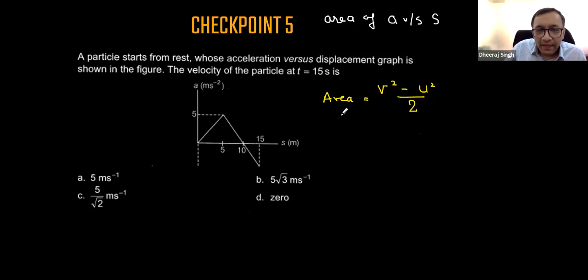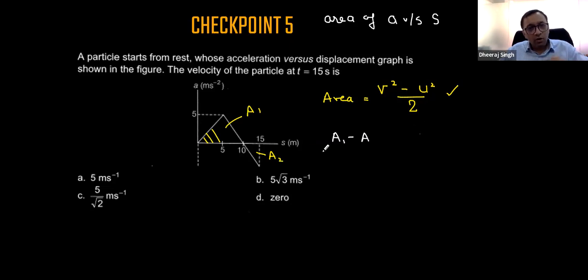So the area is this. Area is this, right? There is no doubt about it. So we will first find out the area. So let's say this area is A1. This area is A2. So total area would be what? A1 plus A2 or A1 minus A2? How will I have to consider? It will be A1 minus A2. Remember, below the x-axis, you have to consider negative area.